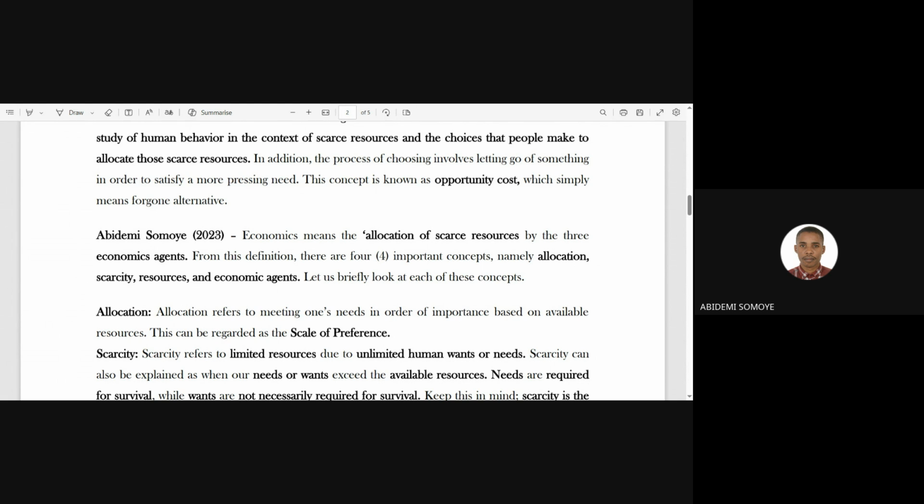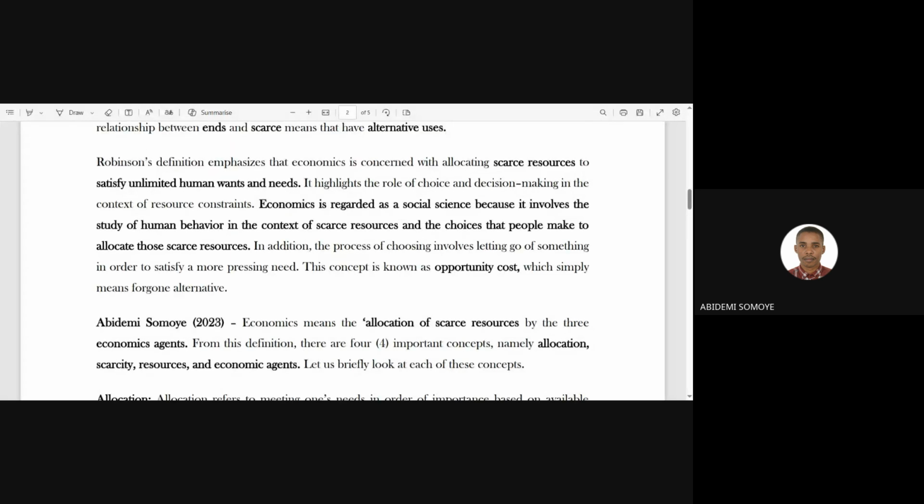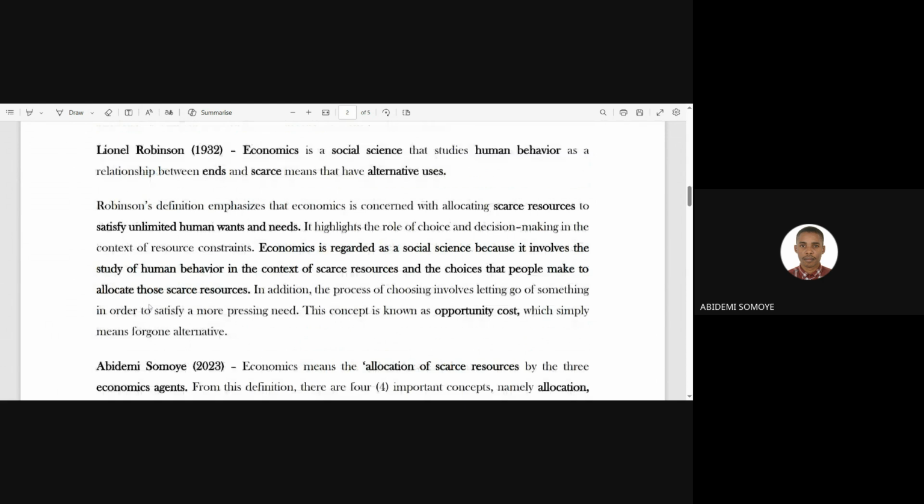Okay, and I said economics means allocation of scarce resources by three economic agents. From that video, I already stated that. What are the three economic agents? You have consumers, you have firms, and you have the government. You could say the government, and sometimes you say the society, but consumers, firms, and the government. The government is the one that regulates economic activities, while individuals consume and firms produce goods and services.